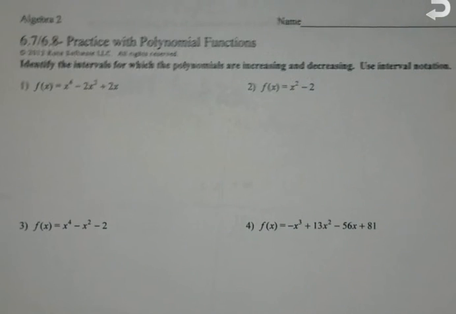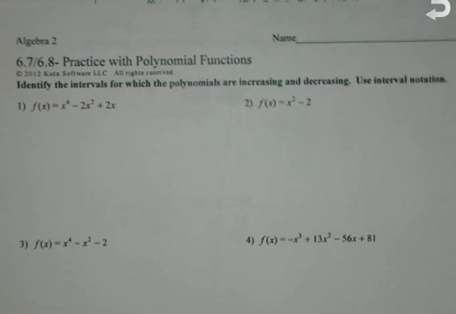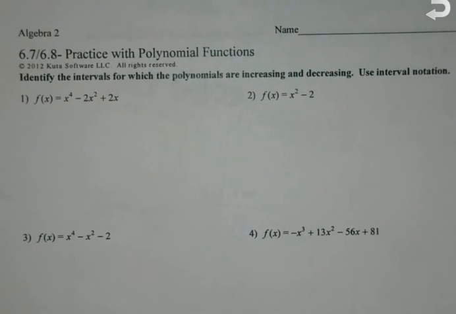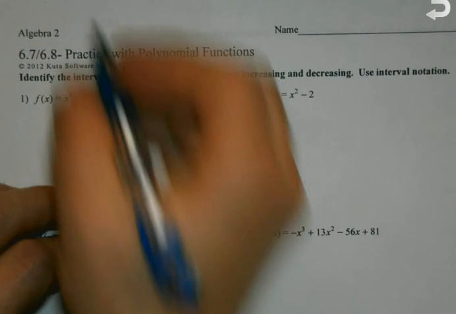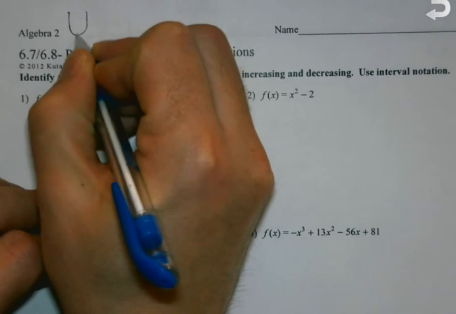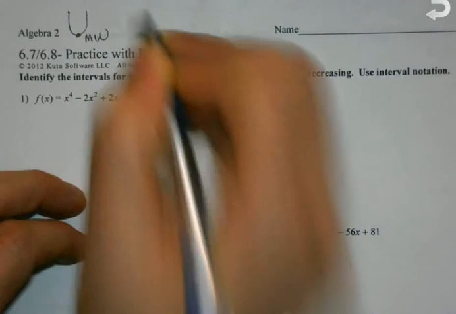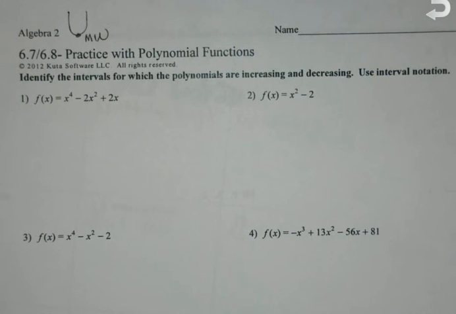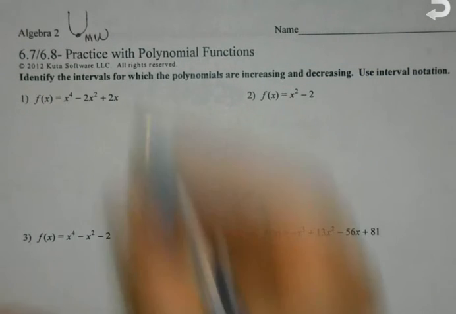On 6-8, a couple of reminders before we jump in. Again, if you haven't grabbed your graphing calculator, make sure you grab one. When we're looking for mins, we're looking for valleys. Okay? We're looking for where the graph comes down and then starts to go back up.